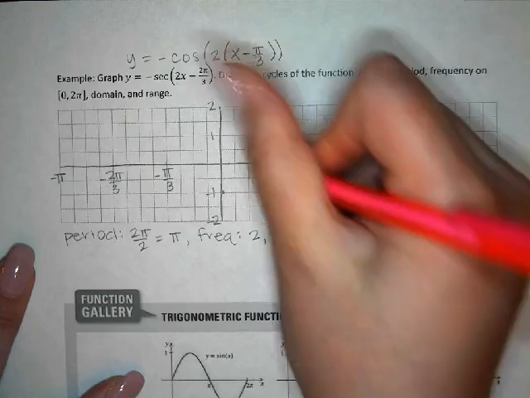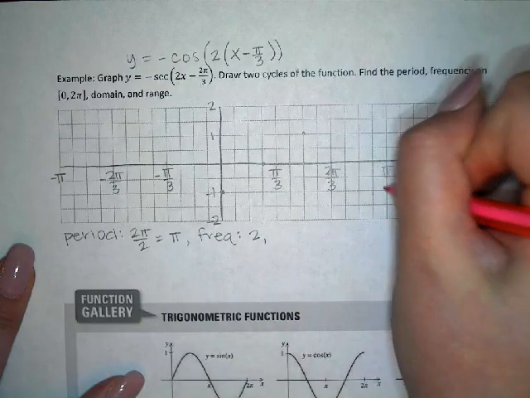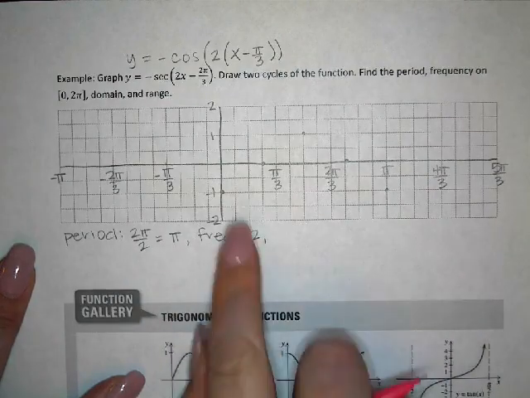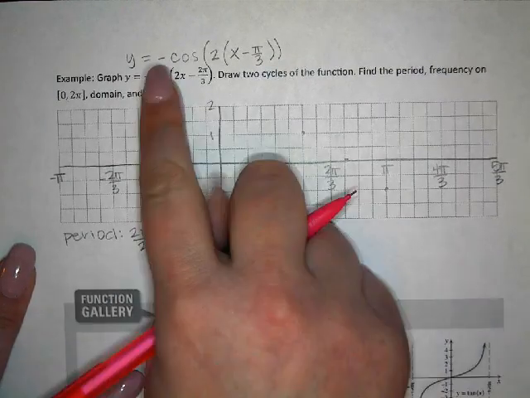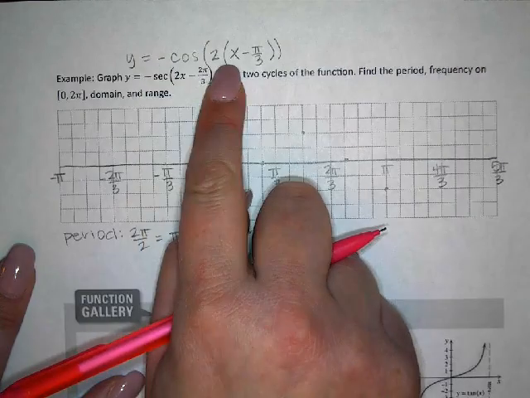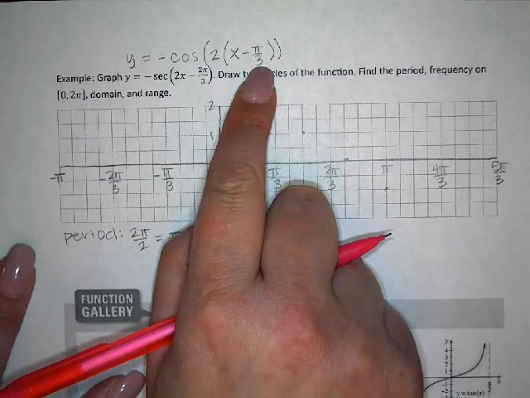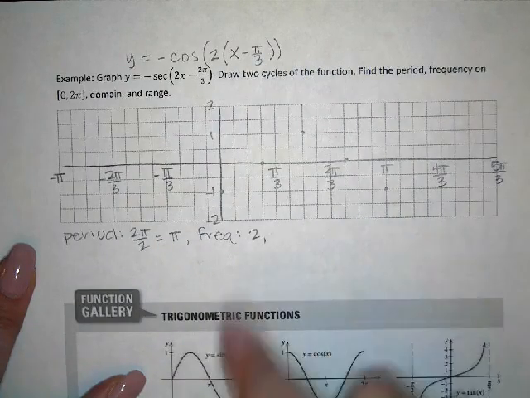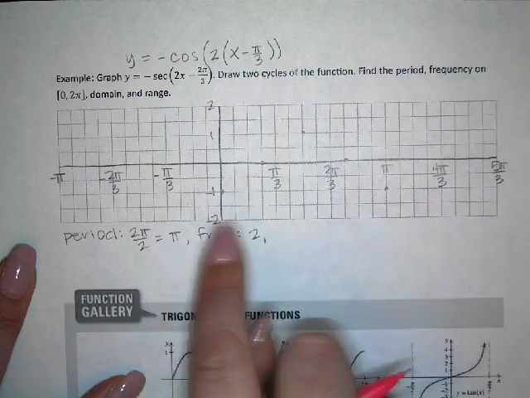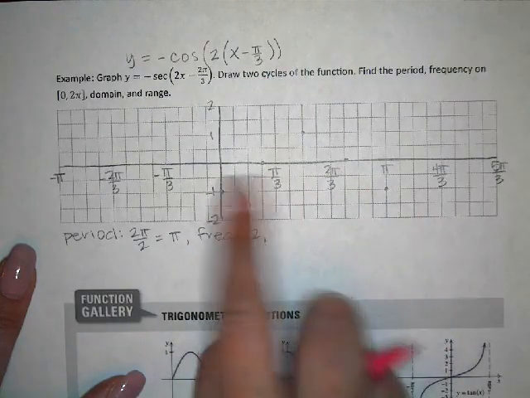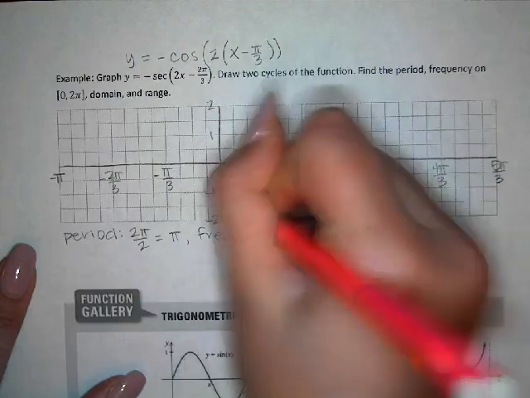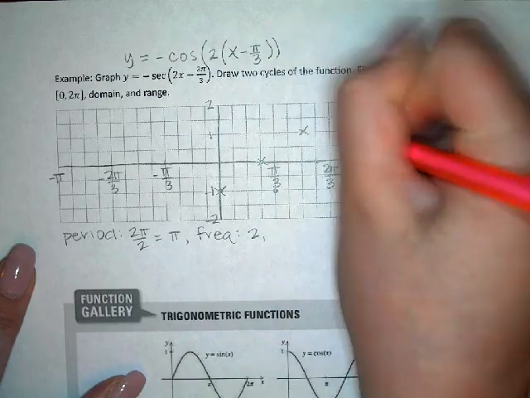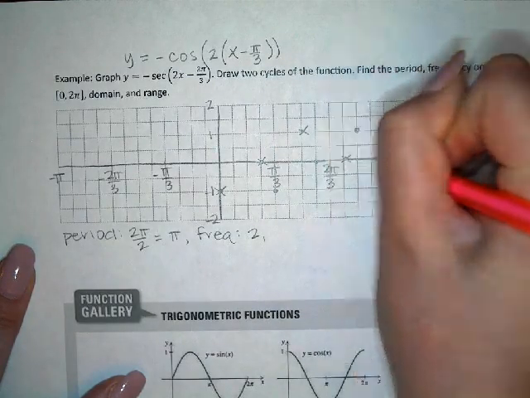Now I just need to take the graph and shift it to the right pi thirds. And that shift to the right pi thirds is the equivalent of 4 boxes. So each of these points is going to go right 4 boxes. And then what I'm going to do is just continue the pattern.